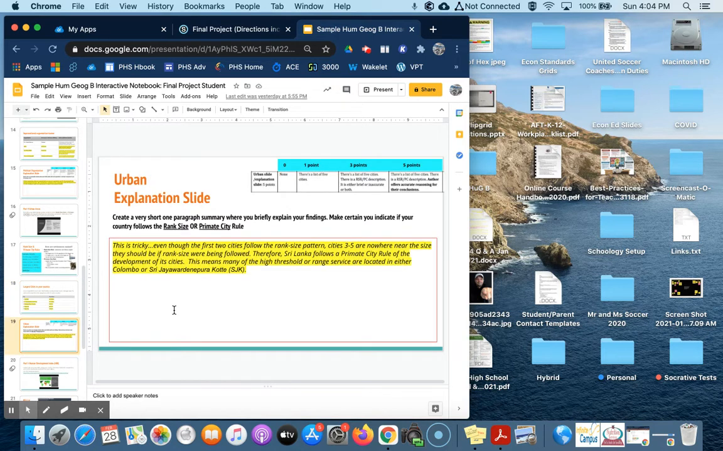And as it turns out, Colombo and SJK are the 2 capitals. Colombo is the old capital. SJK is the new capital. So it makes sense that most of the goods and services that people need, the high threshold ones, are located in those 2 cities. So there's the list of the 5 cities. There's the description in the chart, and then gave a reasoning for why.